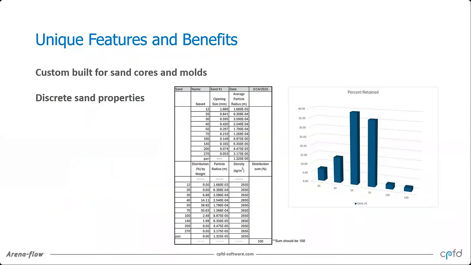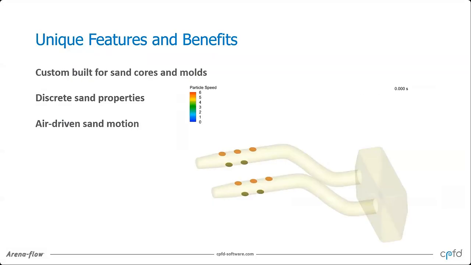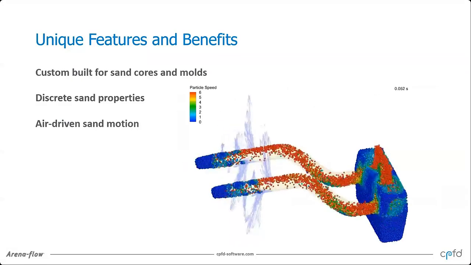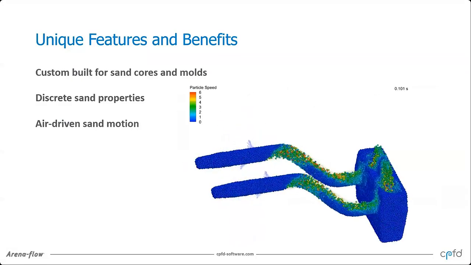It also treats sand as discrete entities. Sand has a size distribution. Sand has unique densities, a silica sand shown here, or it could be a zircon or some sort of manufactured material, ceramic, all with different particle size distributions and densities. And ArenaFlow captures that. And uniquely, it captures the air-driven sand motion.